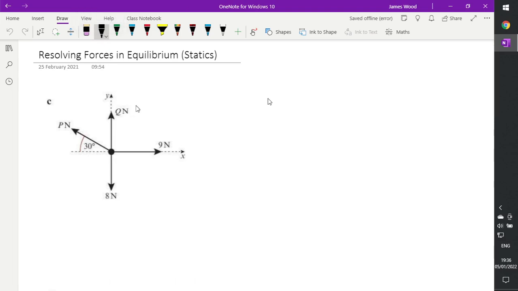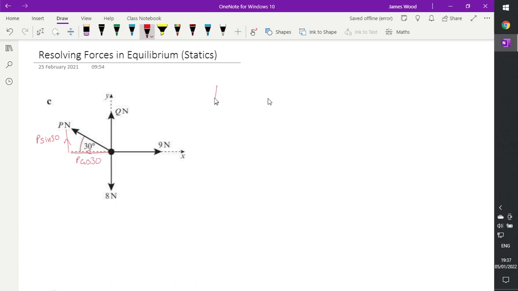So what we can do is split up all of these forces so that they are just either vertical or horizontal, and then we can resolve vertically and resolve horizontally. The only force that I need to deal with here is this P, which is at an angle of 30. So it's got one component here, which is going to be P sine 30, and then a horizontal component of P cos 30 when I resolve it.